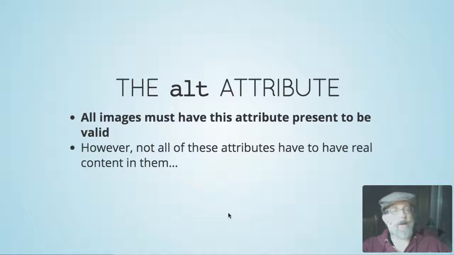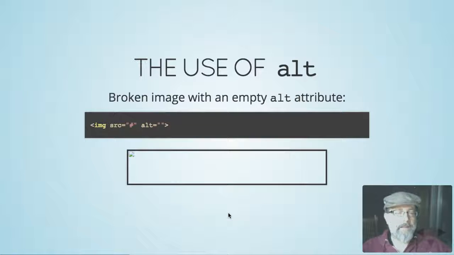So now let's switch up and talk about this alt attribute. Realistically, all images must have this attribute in order to be valid for HTML5. However, not all of these attributes have to have real content in them. One possibility is for very small images or images that are inconsequential to the content of your page, you can leave the alt tag with two double quotes, what they call an empty string. So you can do alt equals double quote, and you're good.